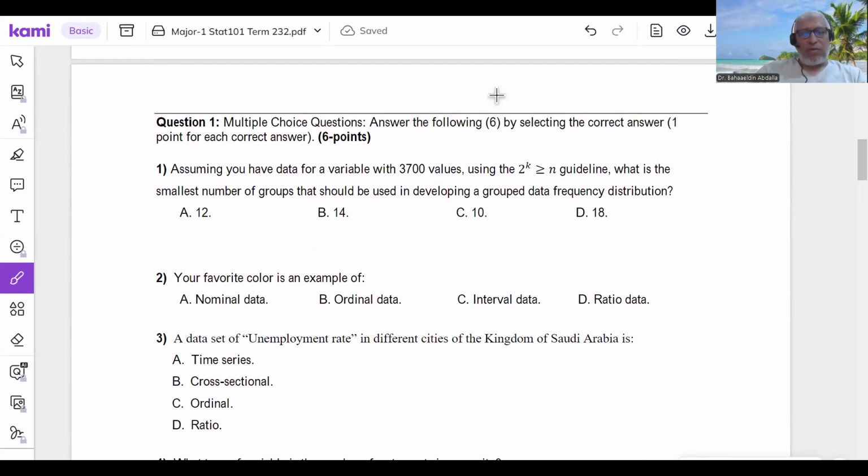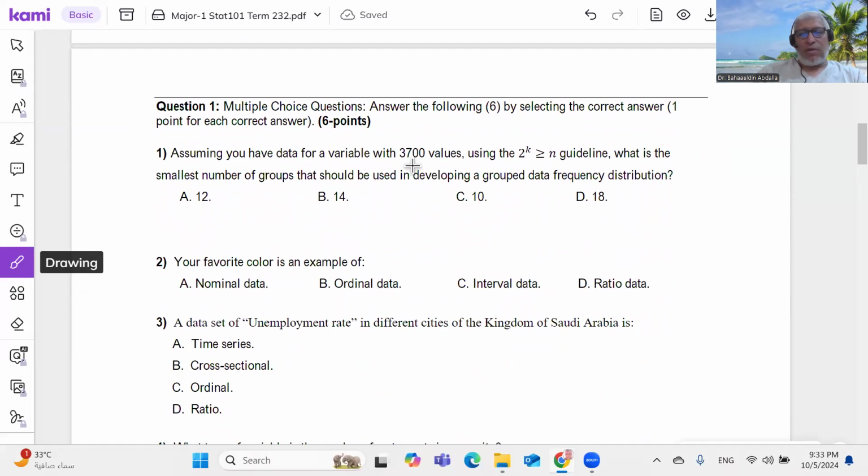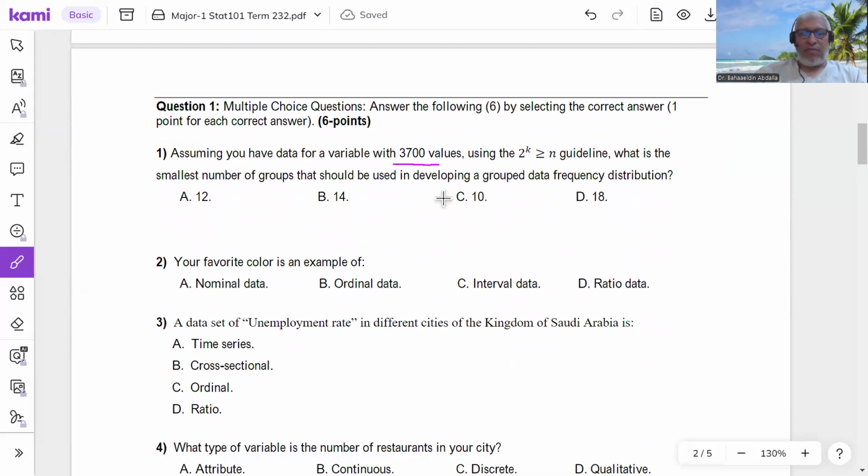First part, multiple choice questions. Assuming you have data for a variable with 3,700 values. Okay, so the data has 3,700 values. Using the 2 to the power k greater than or equal to n guideline, what is the smallest number of groups or classes that should be used in developing a grouped data frequency distribution?